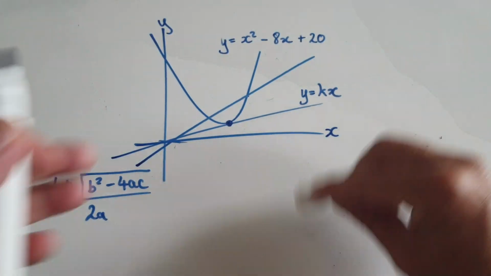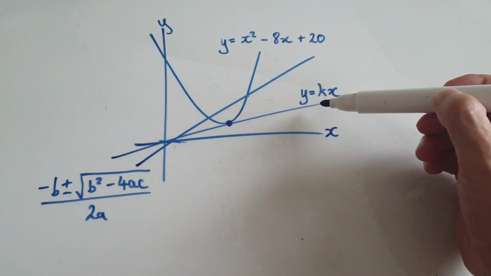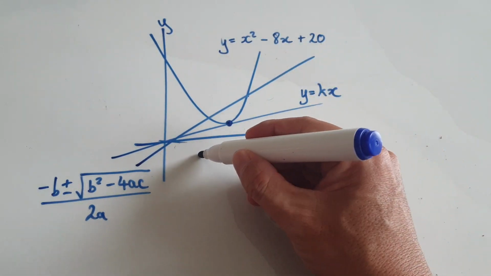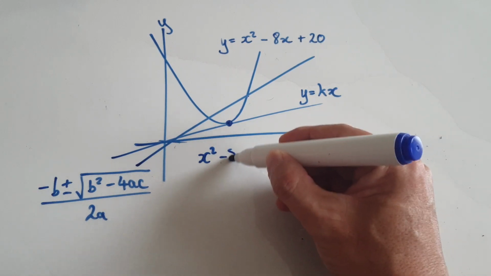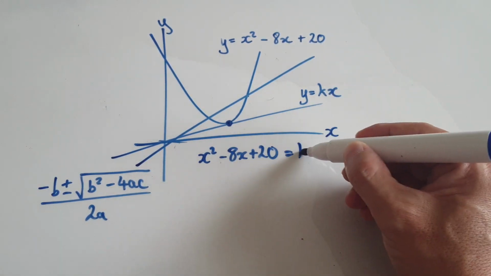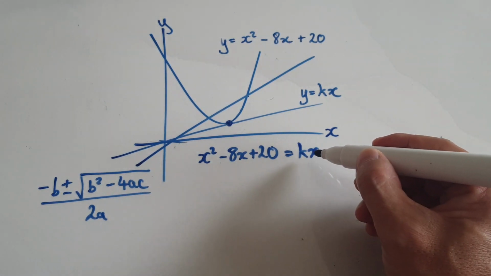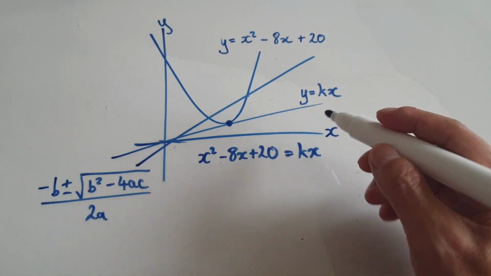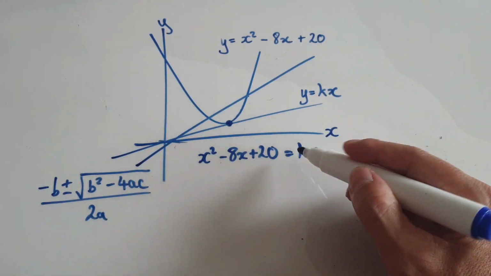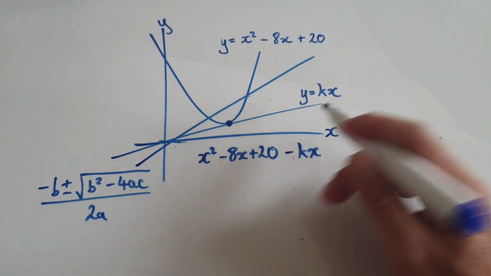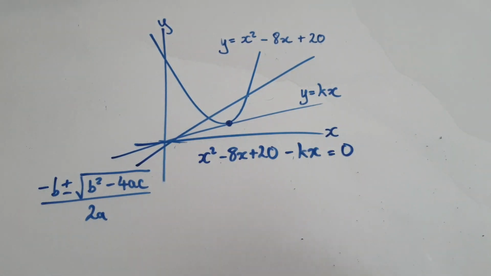So to do this, because you want the intersection of the straight line and the quadratic, set the two to be the same. So that will then give us this 8x plus 20 equals kx. Now take away, you want everything to equal 0 whenever you solve a quadratic. So get it to equal 0. So take away kx from both sides. That will then give us this. Take away this. That will then give us equals to 0.